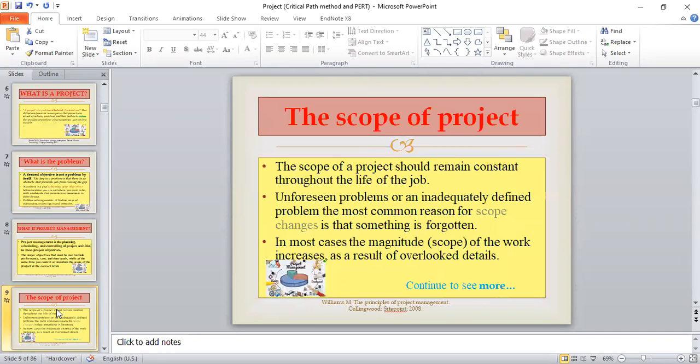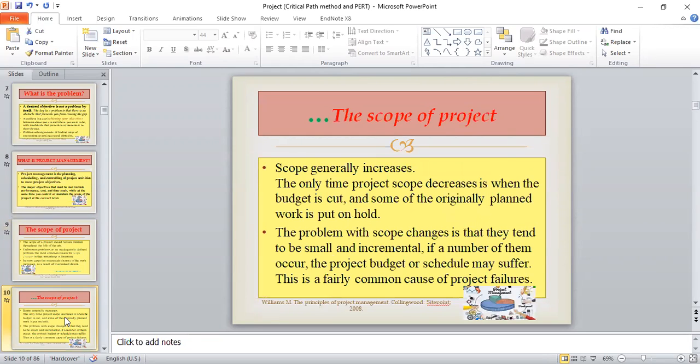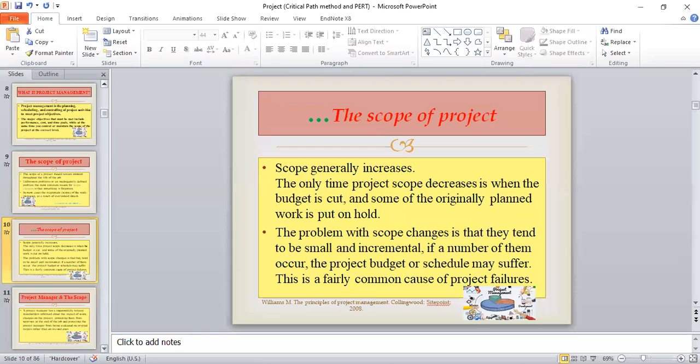Now, what is the scope of a project? The scope of a project should remain constant throughout the life of the job. An unforeseen problem or an inadequately defined problem is the most common reason for scope change. That is, something forgotten. The scope of a project generally increases. The only time project scope decreases is when the budget is cut and some originally planned work is put on hold. The problem with scope changes is that they tend to be small and incremental. If a number of them occur, the project budget or schedule may suffer. This is a fairly common cause of project failure.